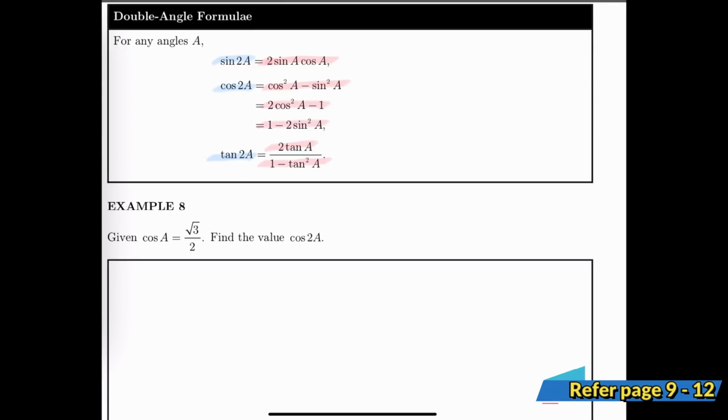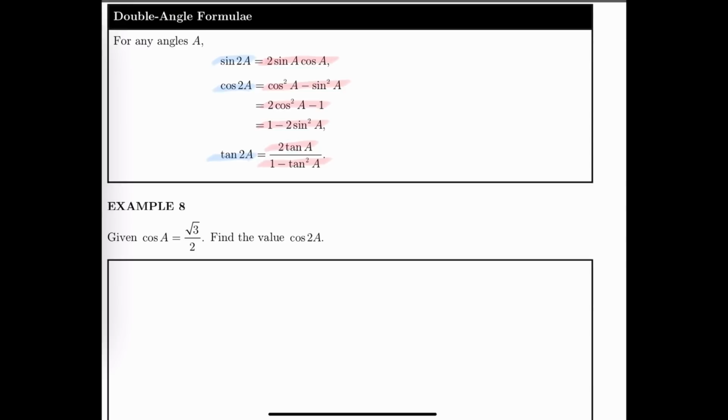The first one is cos square A minus sine square A. The second one is 2 cos square A minus 1. And the last one is 1 minus 2 sine square A. So we have to choose which one is the best formula depending on the information that we get from the question. So let's take a look at example 8.